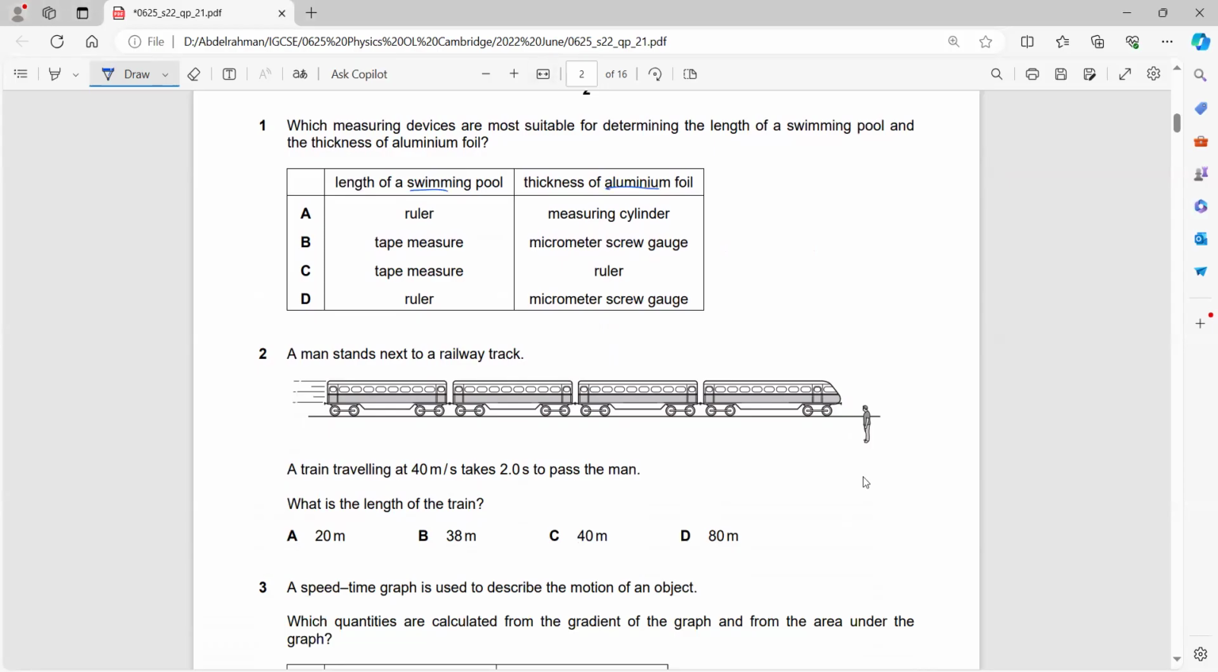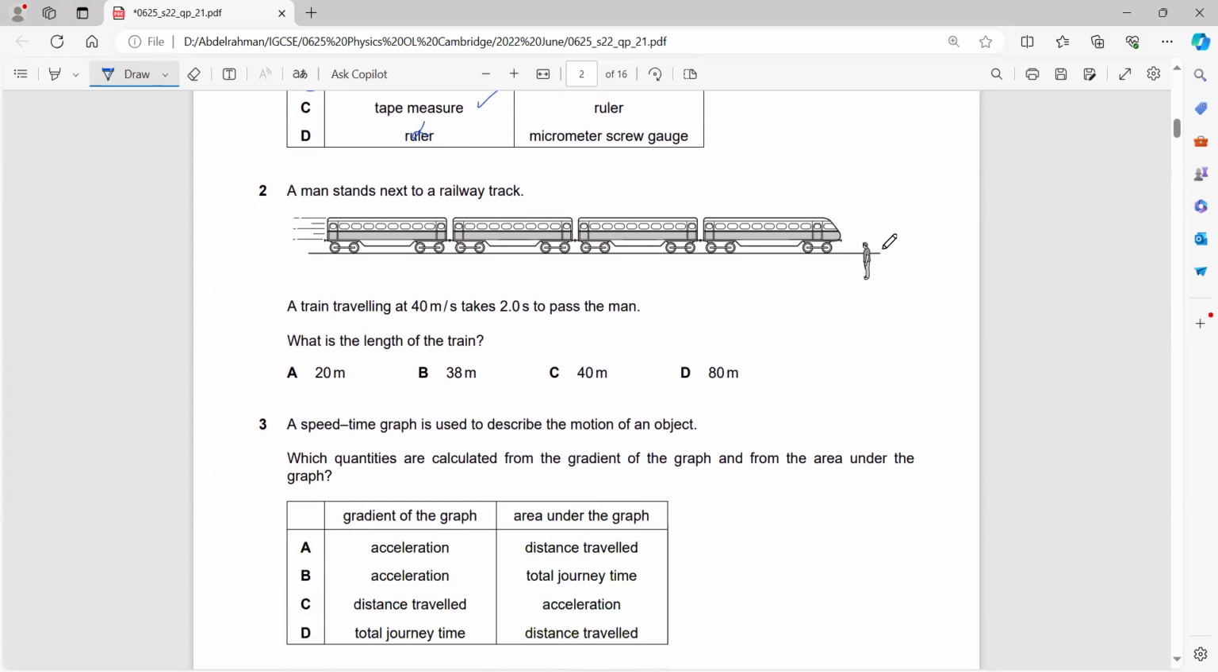B. Wait, I think I have the wrong one open. Ah, yeah, B. For the length of the swimming pool, we cannot use a ruler. You have to use a tape measure. The thickness of an aluminum sheet, you need to use a micrometer screw gauge. The micrometer screw gauge has been removed from the syllabus, so it's okay if you haven't heard about it before.